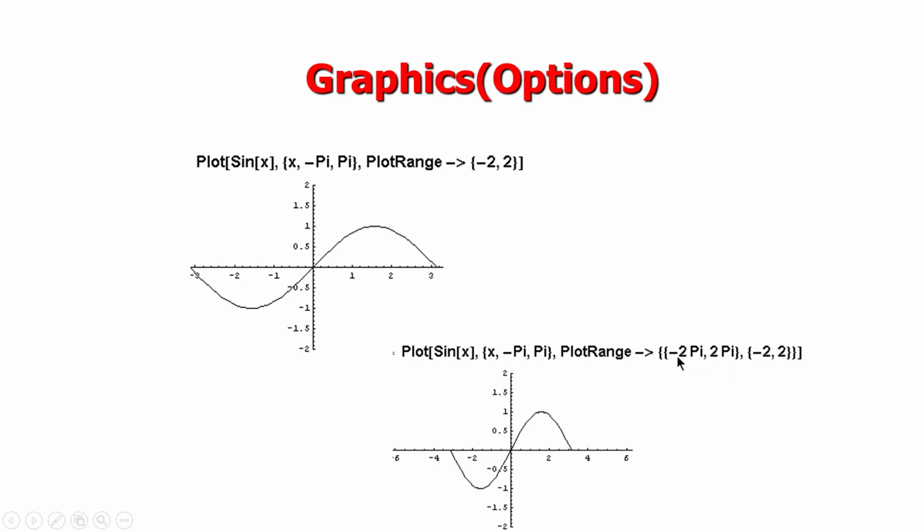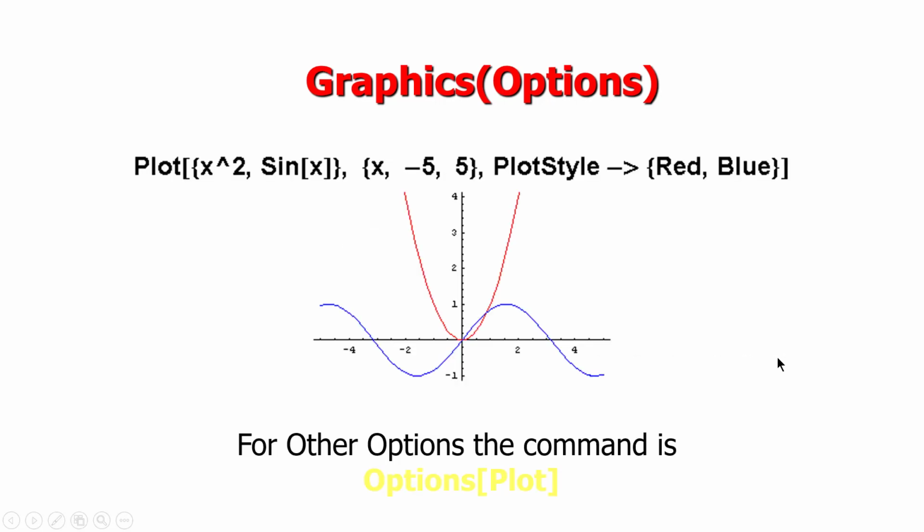So you can define the range of not only the x-axis, but the y-axis as well, this way. The range of x is minus 2 pi to plus 2 pi, but then you have to use this as well, from minus 2 to plus 2. Similarly, you can give a style to your plot by using the PlotStyle command.